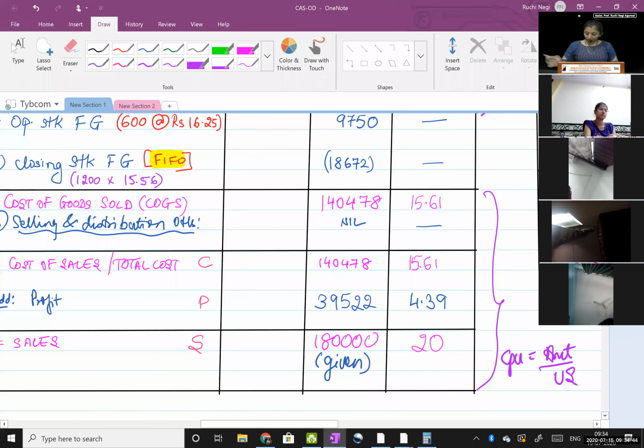Clear? Acknowledge it in the chat box. Is the question clear to everyone? Okay, fine. Thanks, students, for acknowledging. Yeah, great. If it is clear, then it's good for you.